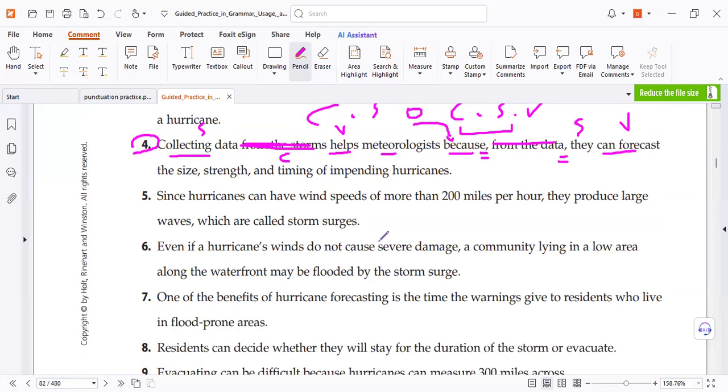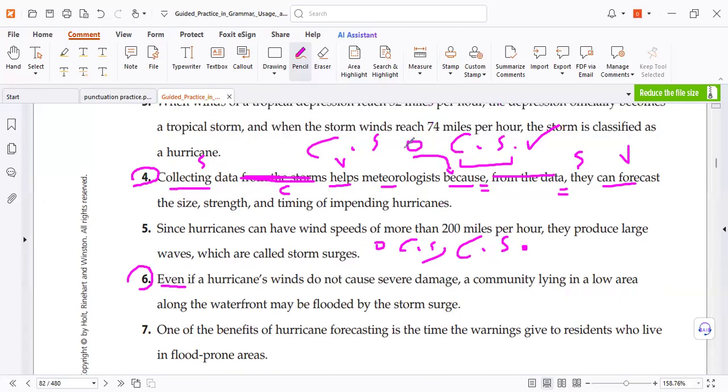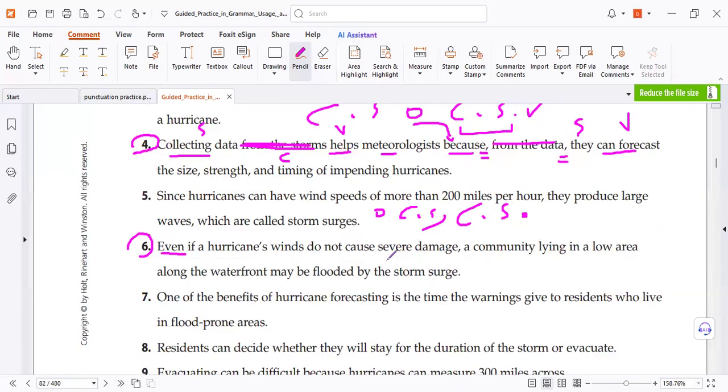Now, let's see. For number 6, what is the structure? Subordinated conjunction at the beginning, correct? We need two clauses joined by a comma. That is the difference. Conjunction in the middle, you don't need a comma. At the beginning, you need a comma. Where is it?